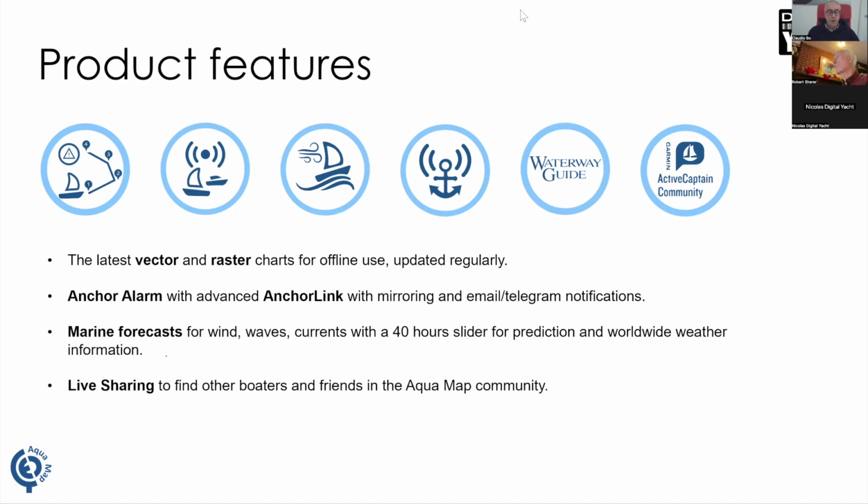We have a very powerful anchor alarm system that also allows you to check your boat while you are at the restaurant with our mirroring. So while you are at a restaurant, you can see whatever is going on with your anchor alarm on the boat. We have marine forecasts for wind, waves, currents, and we have a quite interesting community of boaters through our live sharing functionality that allows them to easily exchange routes and tracks, and contact each other.